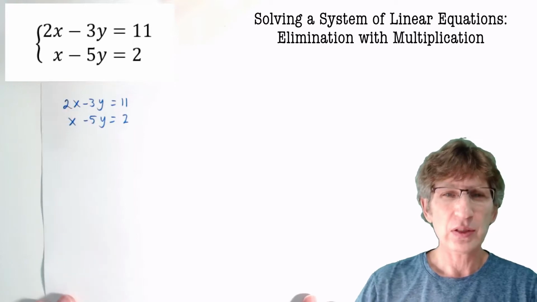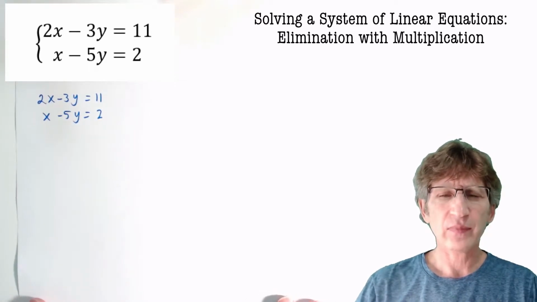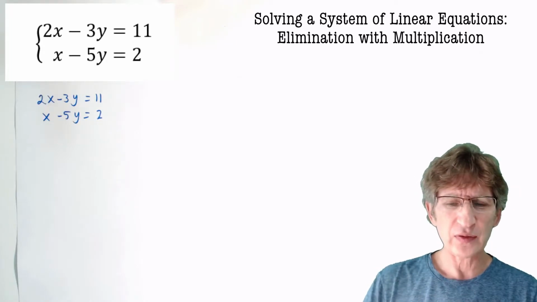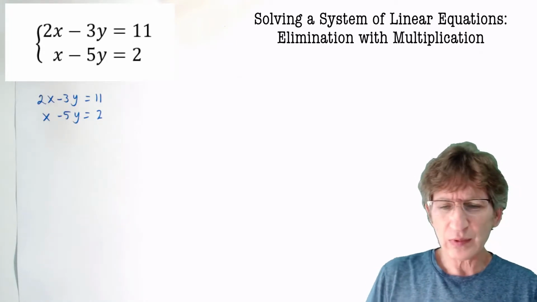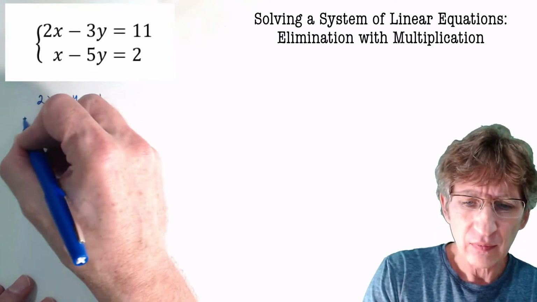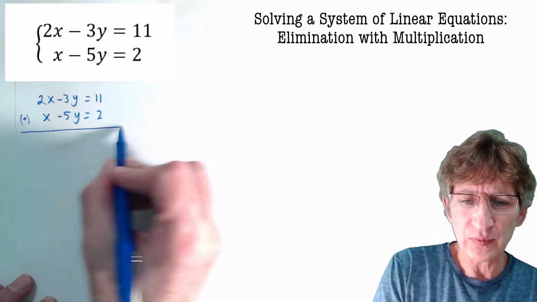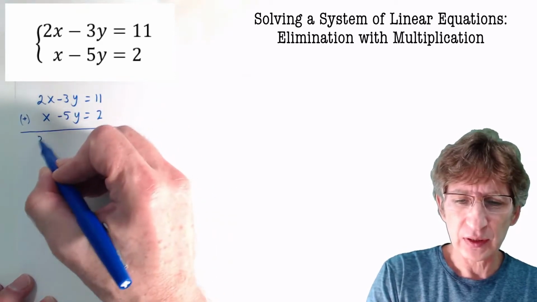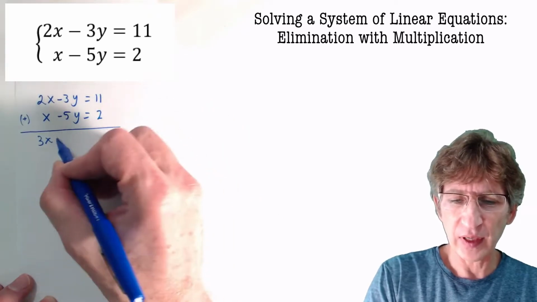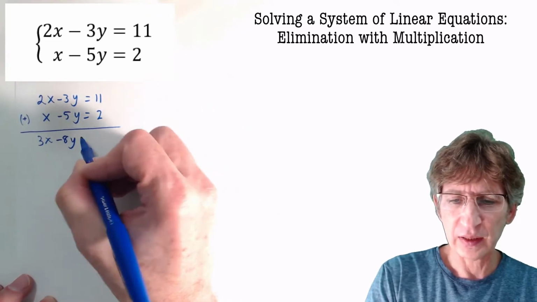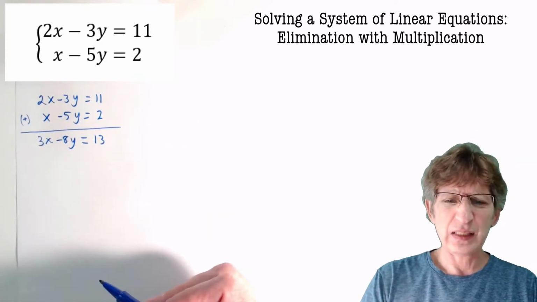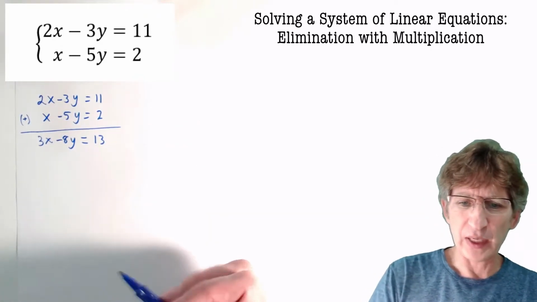So in this case, with our 2x minus 3y equals 11 and x minus 5y equals 2, let's just go ahead and try to add the equations and see what happens. We add these equations. 2x plus x is 3x. Negative 3y plus negative 5y is negative 8y. 11 and 2, that's 13. This doesn't seem to be doing much.